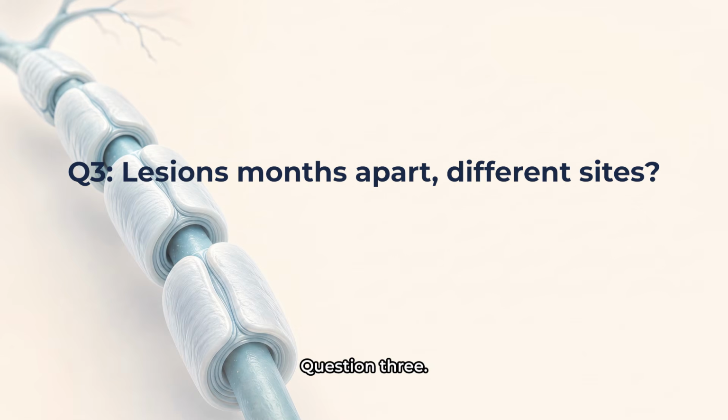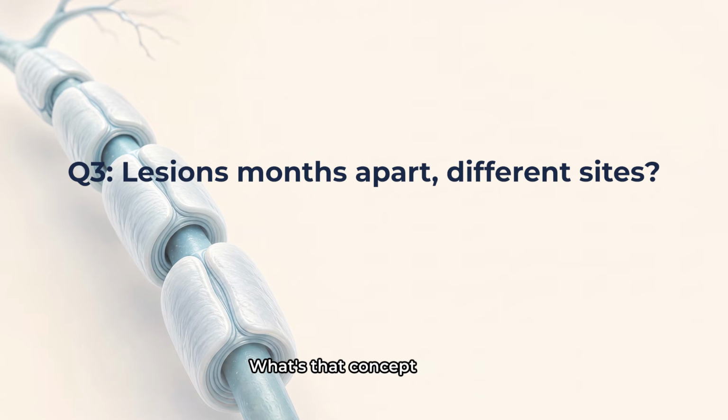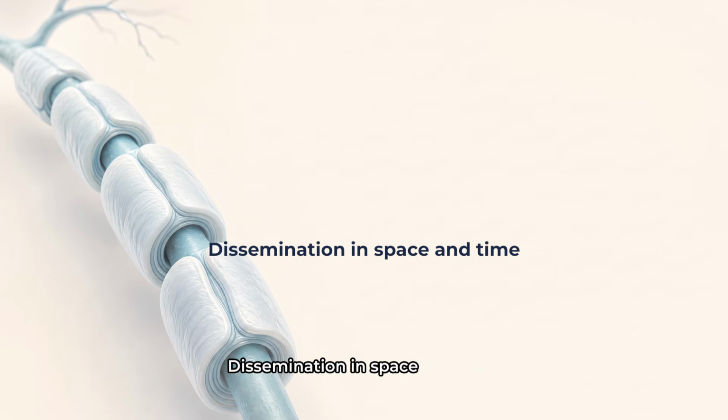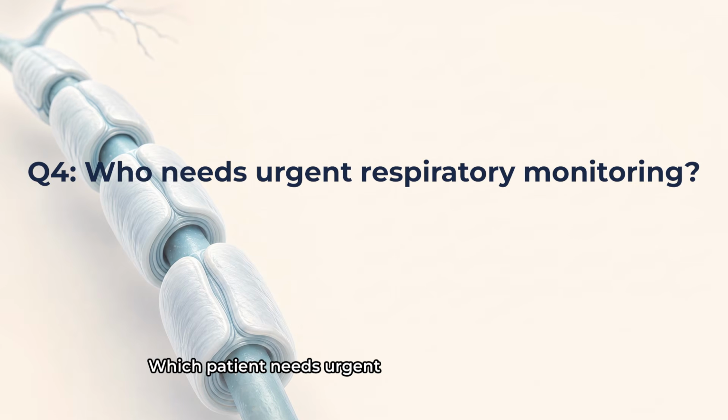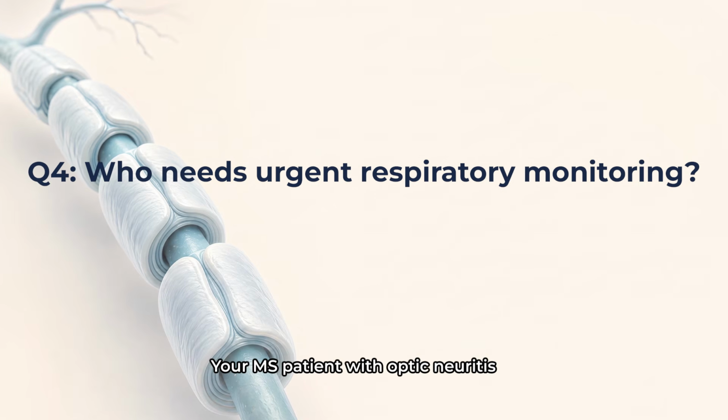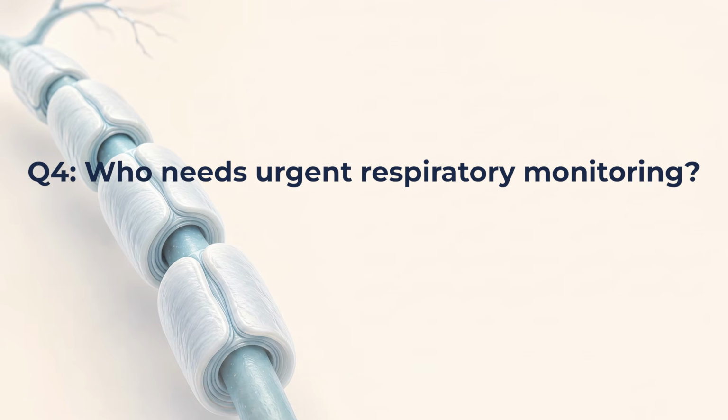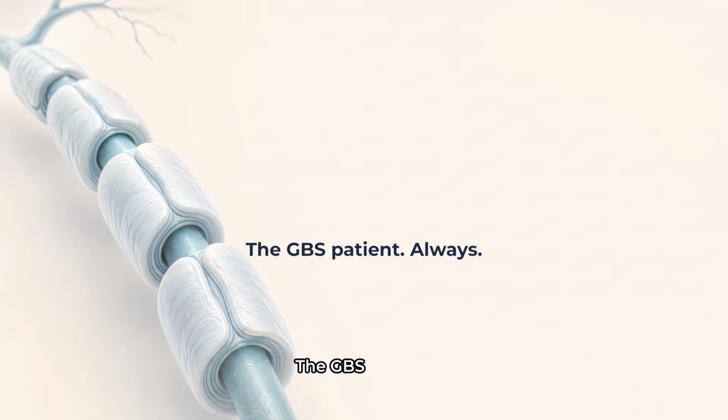Question 3. MRI shows lesions in the brain and spinal cord that appeared months apart. What's that concept called? Dissemination in space and time. Question 4. Which patient needs urgent respiratory monitoring? Your MS patient with optic neuritis or your GBS patient with ascending weakness? The GBS patient. Always.